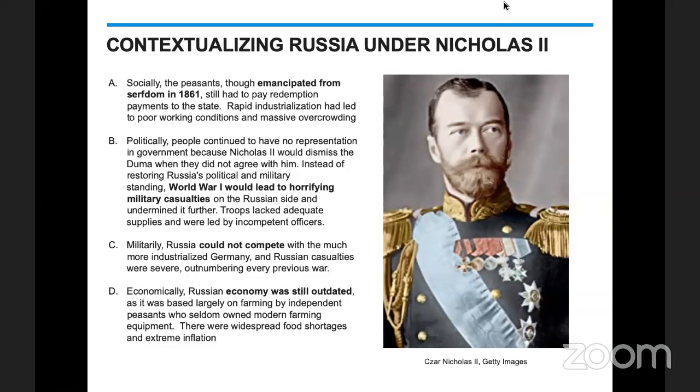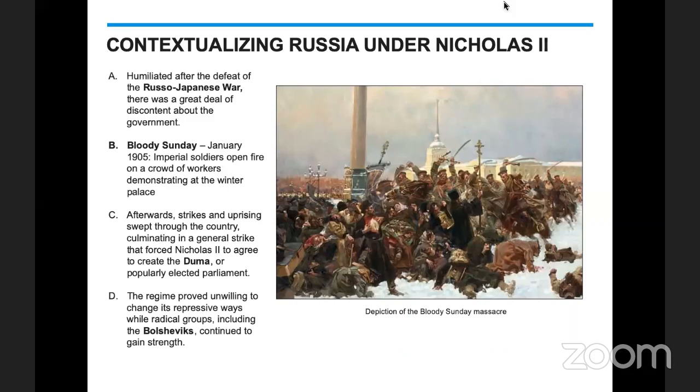And economically, Russia is still behind. It's starting industrialization. It's still mostly agricultural. 80% of its people are still farming. And so we're seeing that most of this farming is done not on modern equipment. And we're going to have widespread food shortages and inflation prior to the start of the Russian Revolution. So this might sound very much like things that are also happening in France in 1789 before the French Revolution.